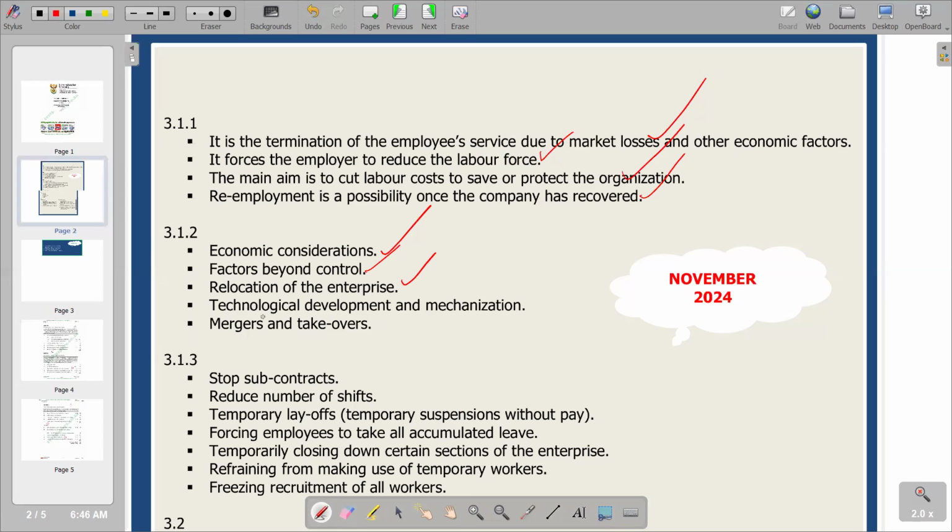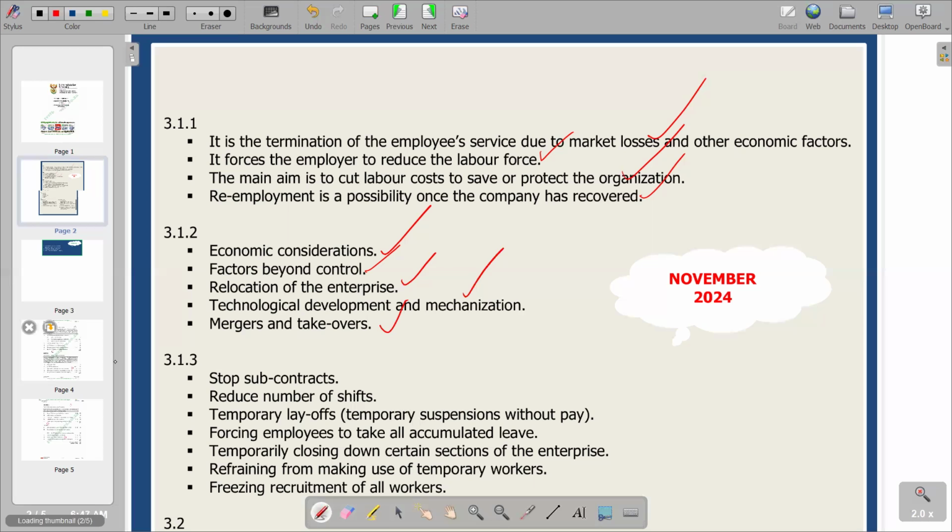Then also technological development and mechanization. Obviously this is the case where human labor is replaced by machines, and so some workers are stopped from coming to work, or their contracts are terminated. We also have the issue of mergers and takeovers. When there are mergers or takeovers, new operating systems are set up, and through that process we may have downsizing of the labor force. So that's what we have on 3.1.2.